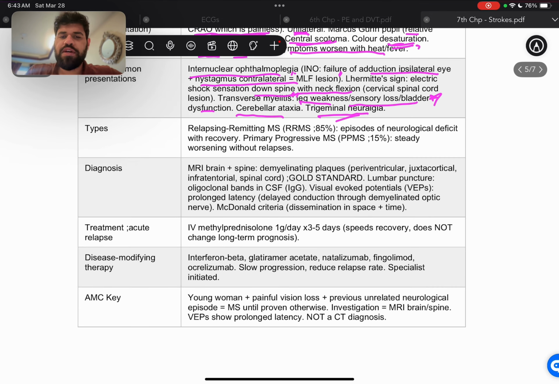Now there are a few different types. So relapsing-remitting MS is the most common: an episode of neurological deficit with recovery. Then primary progressive MS is uncommon, but it's steady worsening without any relapses.